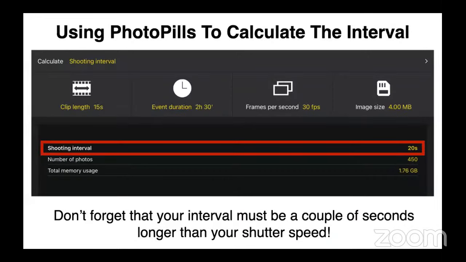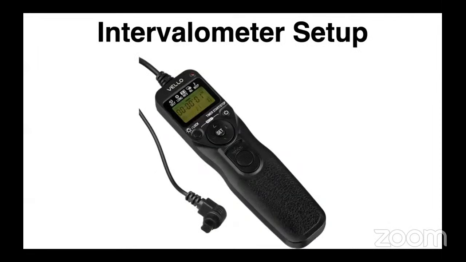If you have to use an external intervalometer, this is what that would look like. And B&H sells these. They have a brand called Velo that fits a lot of different cameras. Nice stuff. And you would just tell it, shoot for me every 20 seconds.